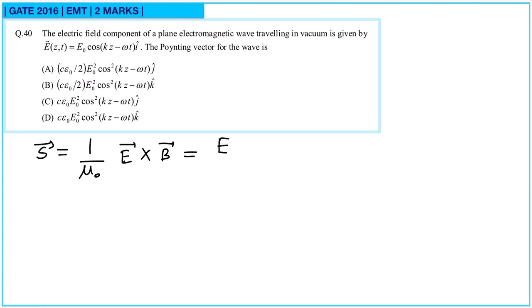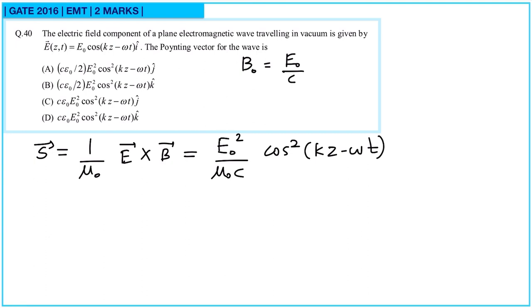If we calculate the magnitude, then we know B naught is equal to E naught by C, so I am using that here. So this will be E naught square upon mu naught C, that will be E naught B naught, and also we have the cos function. So this will be cos square of kz minus omega t, because that phase will be the same for E and B, and we have to find its direction.